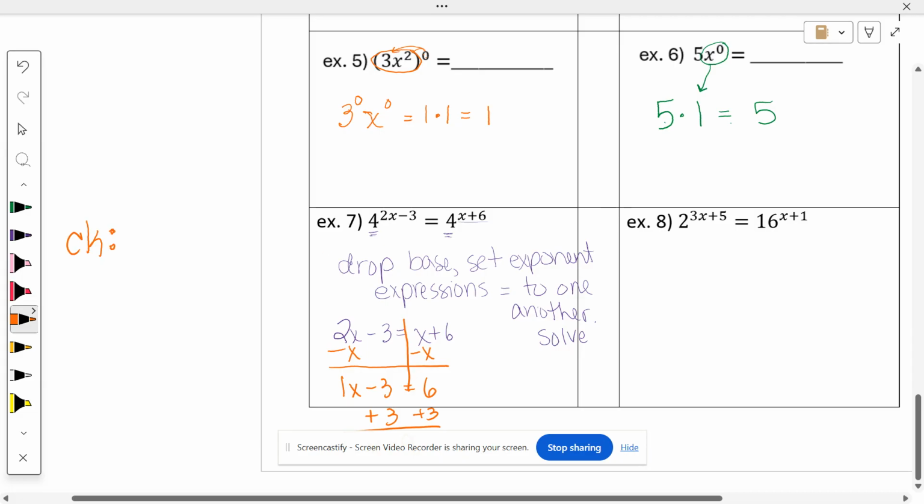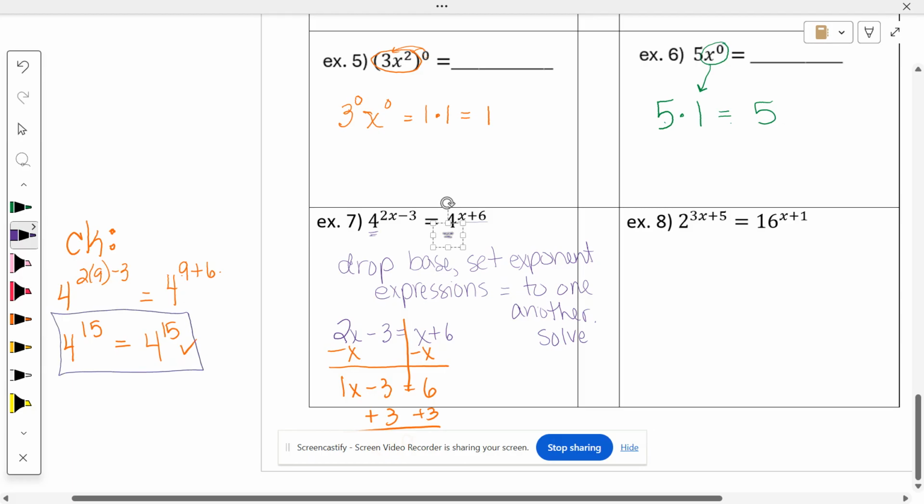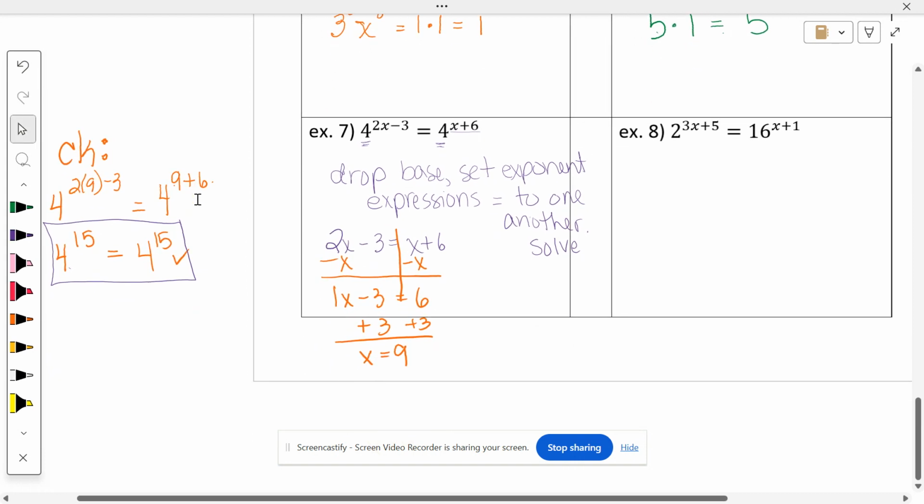This means that if I let x equal 9, I have 4 to the power of 2 times 9 minus 3 equals 4 to the power of, remember, x is 9, 9 plus 6. Well, 2 times 9 is 18, and 18 minus 3 is 15. And 9 plus 6 is also 15. Remember that when you get two numbers that are equal to each other, you get a true statement. That means that you've completed your check, and that just means that your solution is correct.